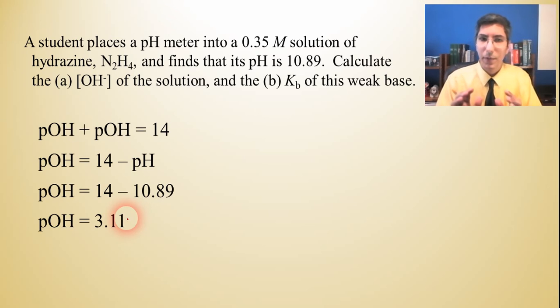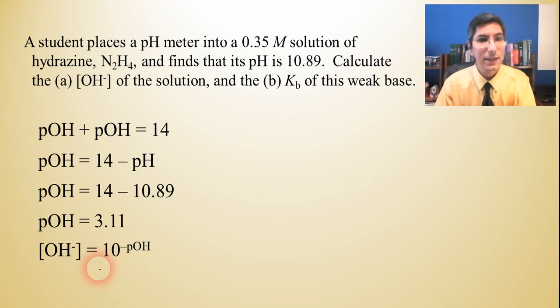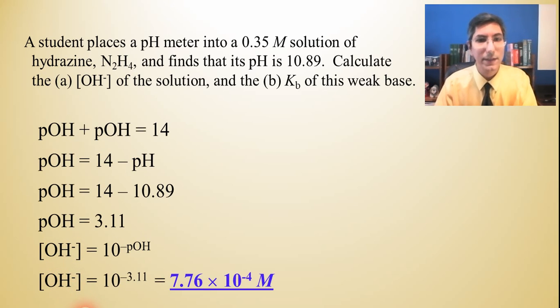Now, if we know the pOH, we can figure out the hydroxide pretty easily, right? Just take the negative antilog of this. So 10 to the negative 3.11 is going to be your hydroxide ion concentration, just like we learned in lesson 25. So we're going to plug that into our calculator and find that the hydroxide concentration is about 7.76 times 10 to the negative fourth moles per liter. Now, once we know this, I think we can figure out the other concentrations.